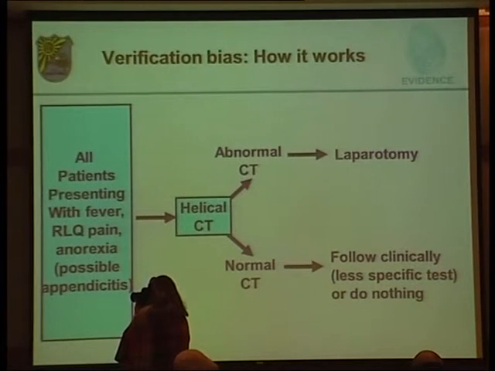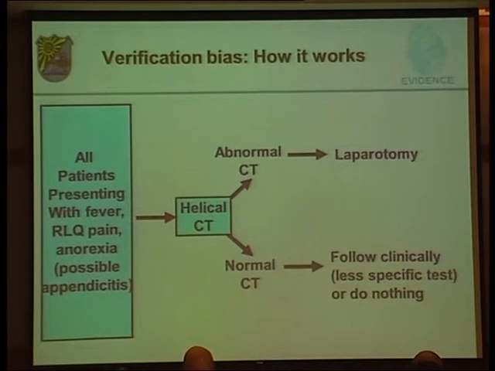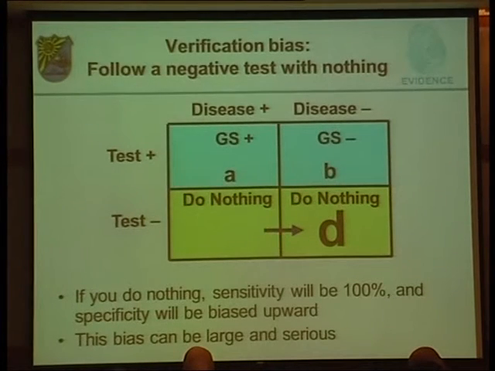And that sometimes in those cases, the answer is no. Okay? So what happens is if it's completely normal, they may do nothing or follow clinically and sometimes do a less specific test. Okay? What happens, though, to your sensitivity and specificity if you do this? You see, if it's positive, you're going to do the gold standard and find out if they're positive or negative. But if it's negative, you do nothing. Everybody you're going to assume is not diseased, right?